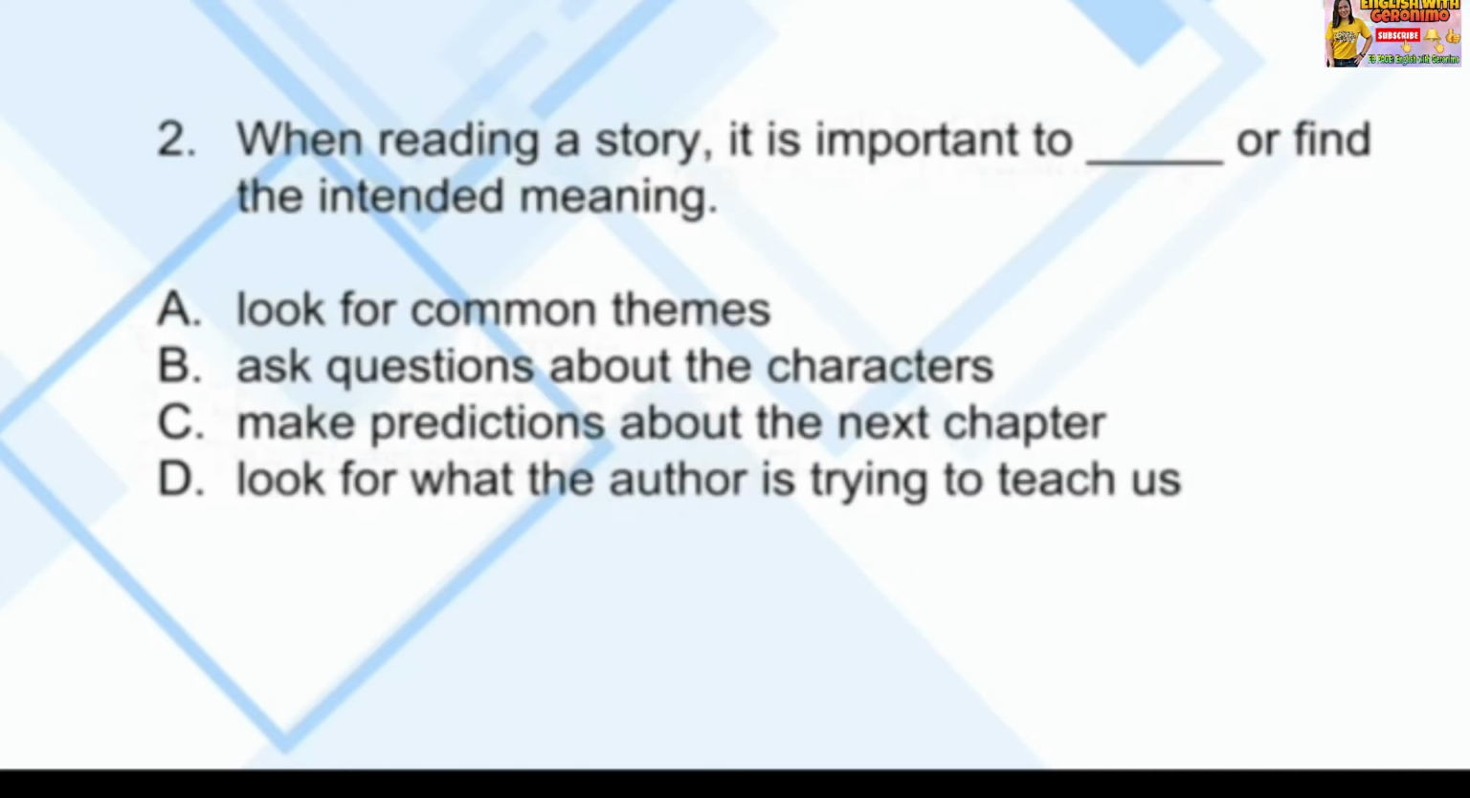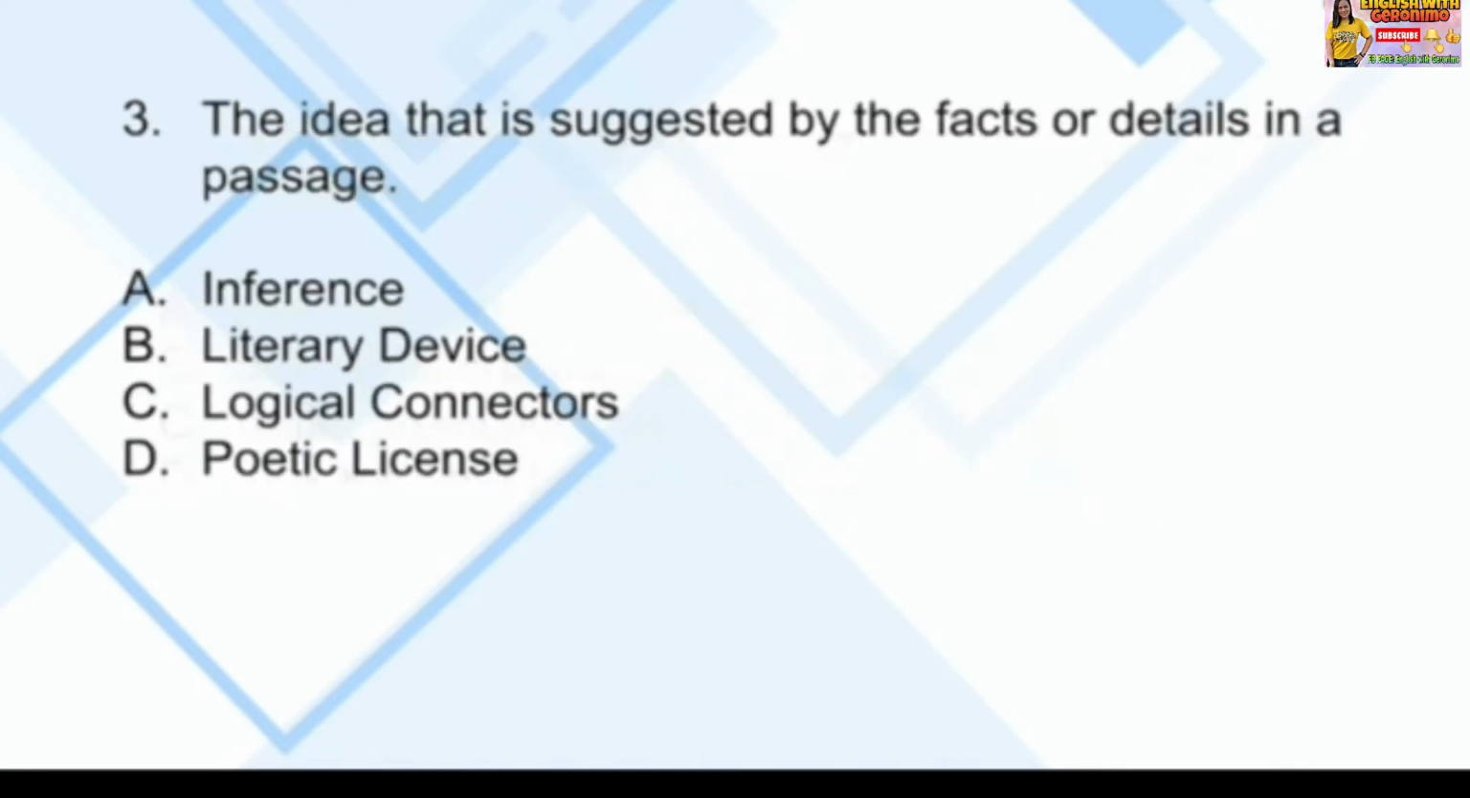Number 2. When reading a story, it is important to refine the intended meaning. Is the answer letter A, look for common themes? Letter B, ask questions about the characters? Letter C, make predictions about the next chapter? Or letter D, look for what the author is trying to teach us? Number 3. The idea that is suggested by the facts or details in a passage. Is it letter A, inference? Letter B, literary device? Letter C, logical connectors? Or letter D, poetic license?